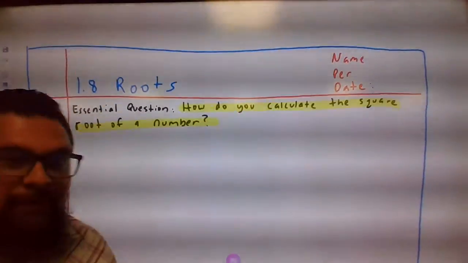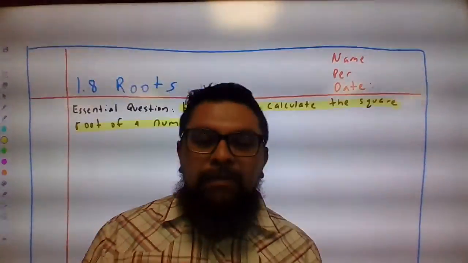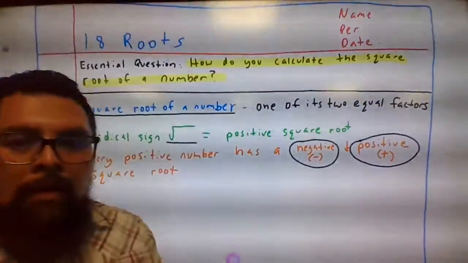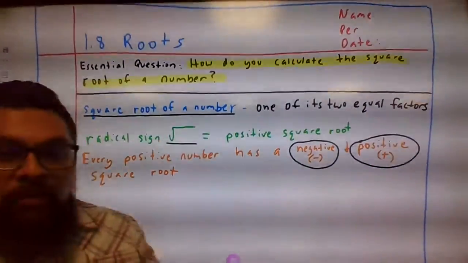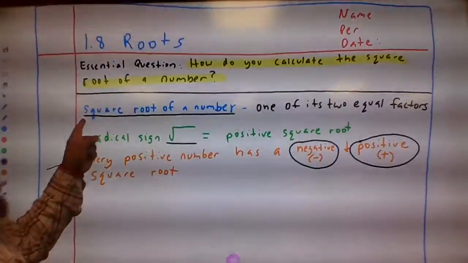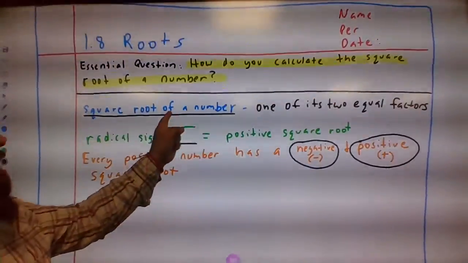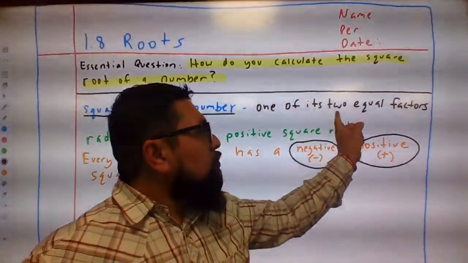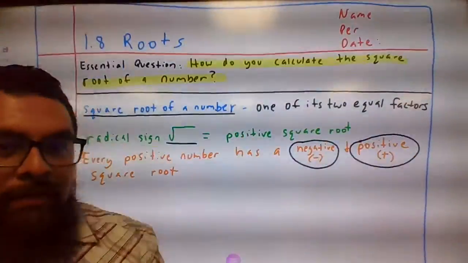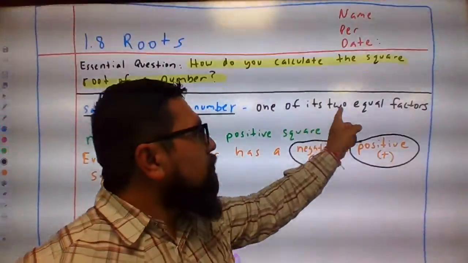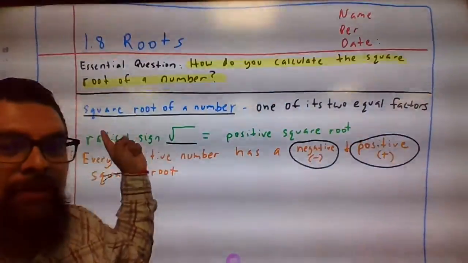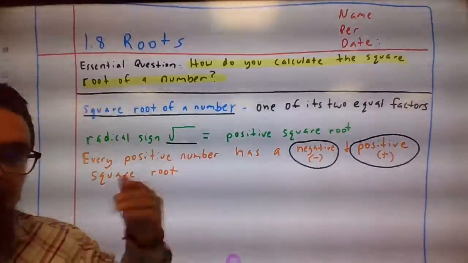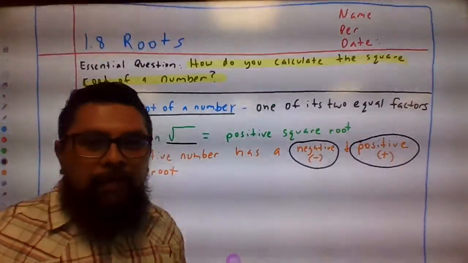Let's put in a couple of definitions first. All right, so here's some terminology. A square root of a number means it's one of its two equal factors. So only one, okay? One of its two equal factors. That's the definition for the square root of a number. We'll get to what it actually means in a little bit.